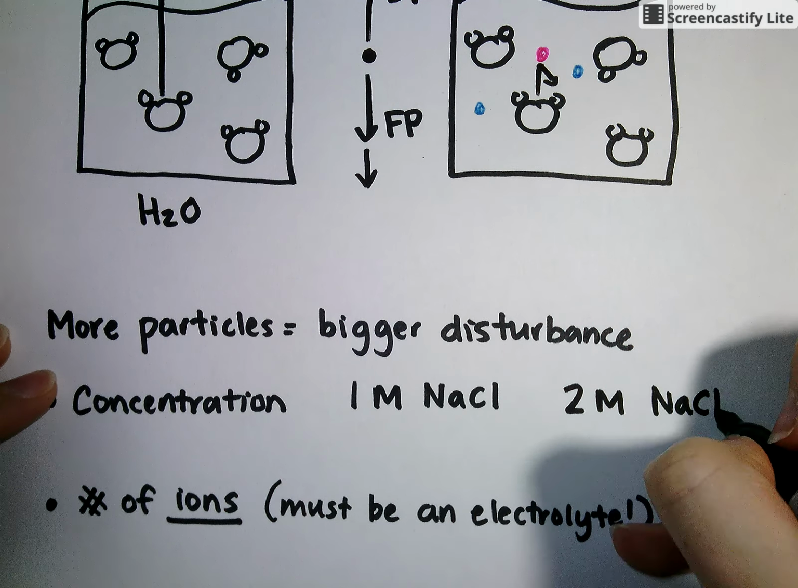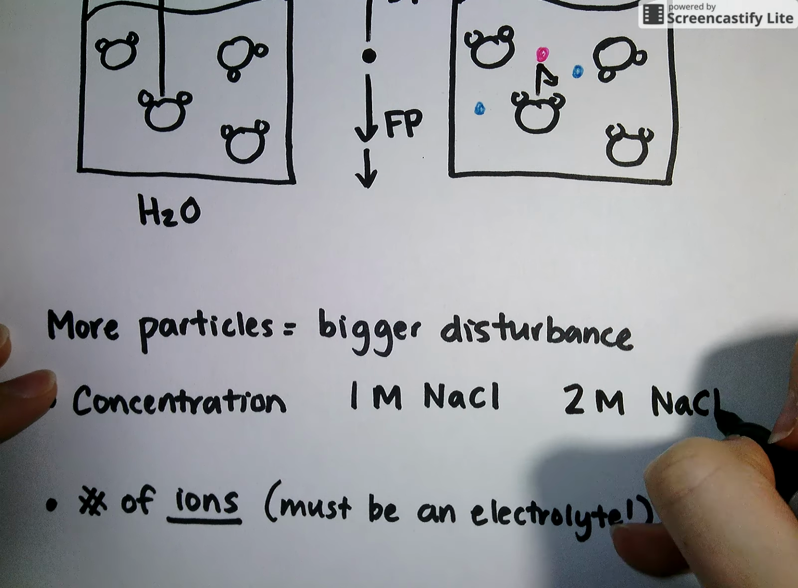We see that the concentrations are exactly the same, so we can't judge based on concentration. We're going to need to judge who has the higher boiling point and the lower freezing point based on number of ions. And in this case, Na is going to be your positive part of this electrolyte, and Cl is going to be your negative part. I've drawn 2 ions, so this has a total of 2 particles that it will break apart into.